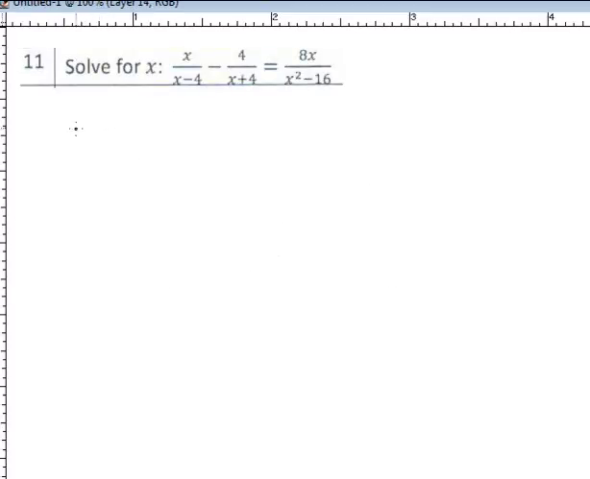Number 11 is a rational equation. All right, let's clear out the denominators. And to do that, we want to see what we should multiply by in order to get rid of those denominators. So let's factor the denominator, this one that can be factored. This is x minus 4 times x plus 4. So if we multiply both sides by x minus 4 times x plus 4, all three denominators will cancel. All right, so let's do that.